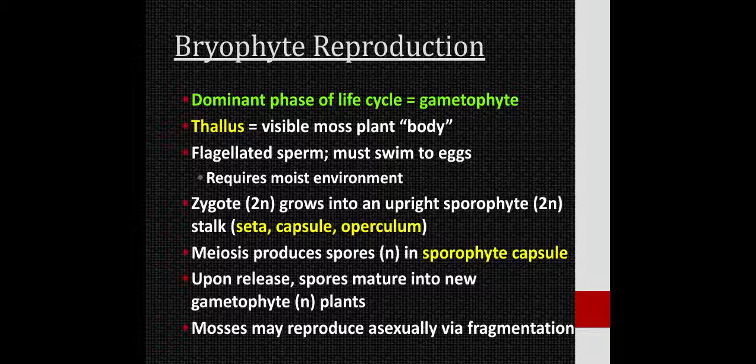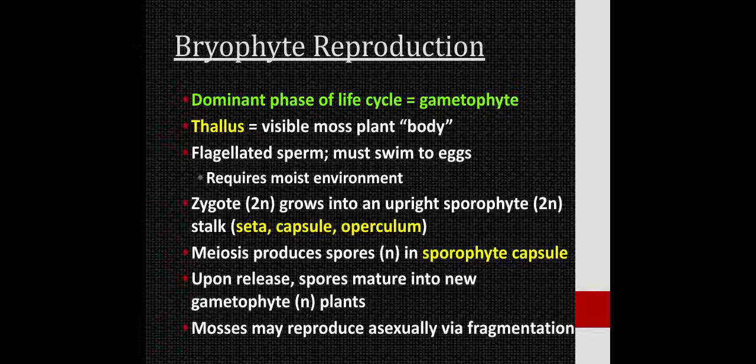Their diploid zygote is going to grow into this upright stalk sporophyte, and that is going to include something called a seta. That's like the stalky part, a capsule at the end of it, and then an operculum, which is like the little door that keeps the capsule closed until it releases the spores. Meiosis is going to make these haploid spores inside of that diploid sporophyte capsule. And then upon release, these spores are going to mature into the new gametophyte plant.